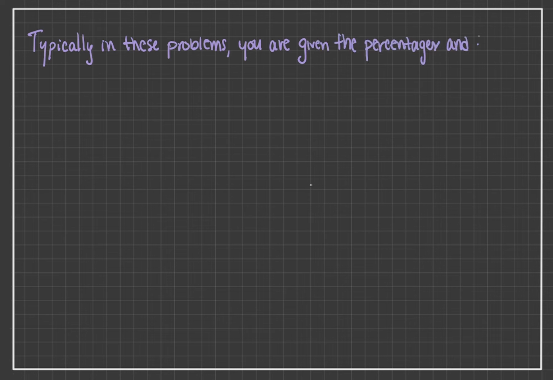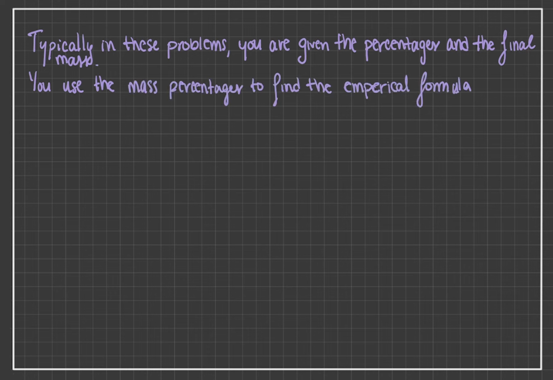So typically in these problems, you're going to get the percentages and the final mass. So you're going to use the percentages to find the empirical formula and then the final mass to find the molecular formula. There's two different formulas that we need to know, and they're both very important when trying to find the final formula, which is the molecular formula.